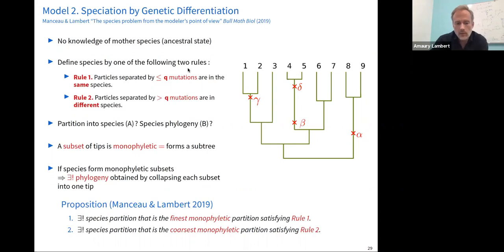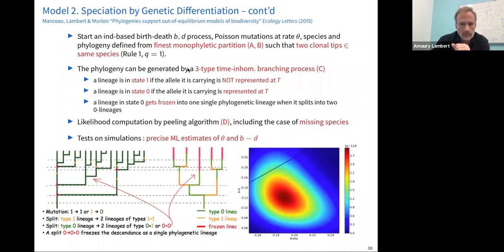So we use that first rule to apply this model to real data. Forgive me about this dense slide. We started with an individual-based birth-death process with rates B and D for the particles, Poisson mutations at rate theta, and then we defined the species and the phylogeny from the definition that I just gave, the finest monophyletic partition, such that 2 clonal tips belong to the same species. That's Q equals 1, rule 1.